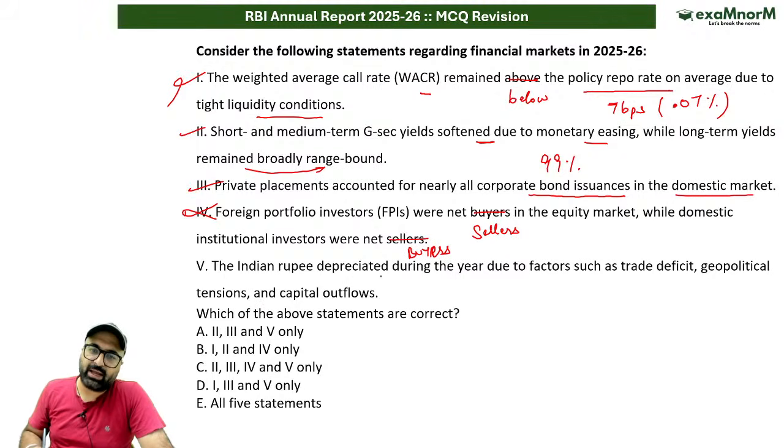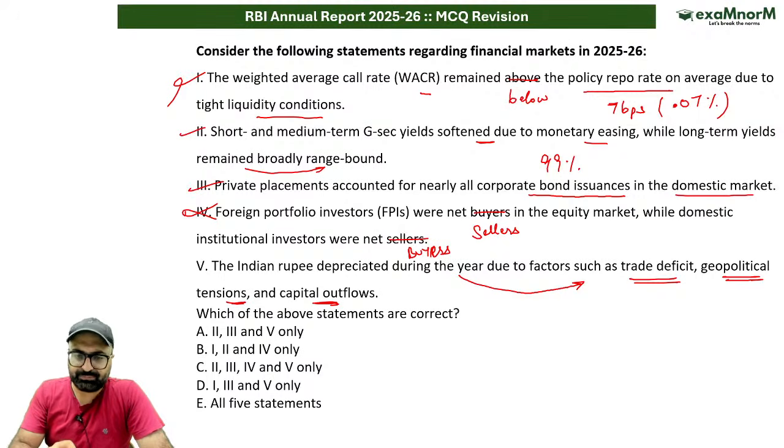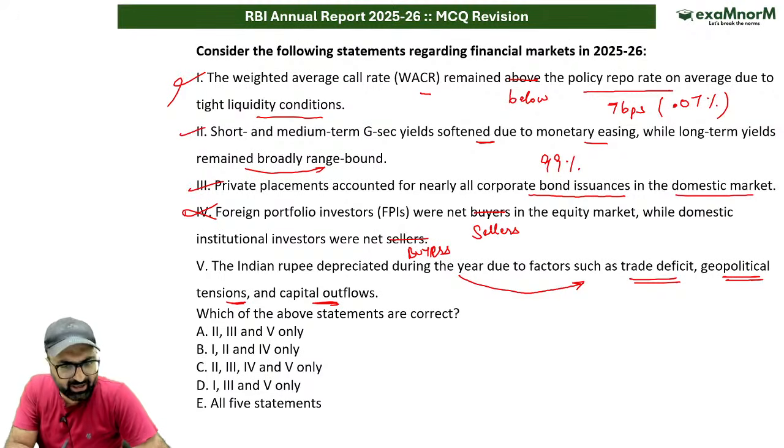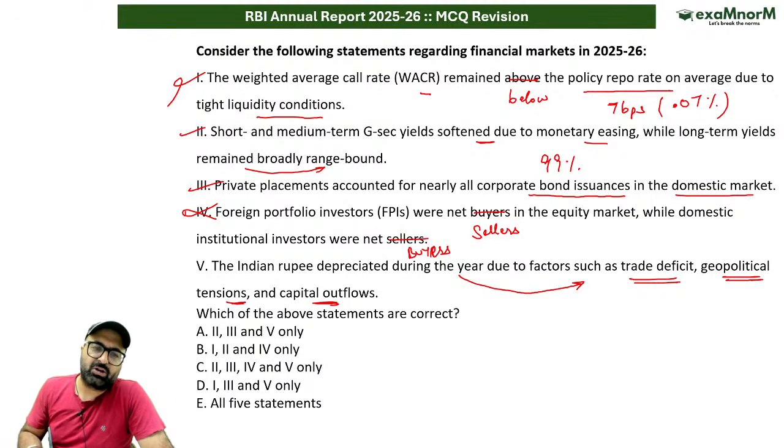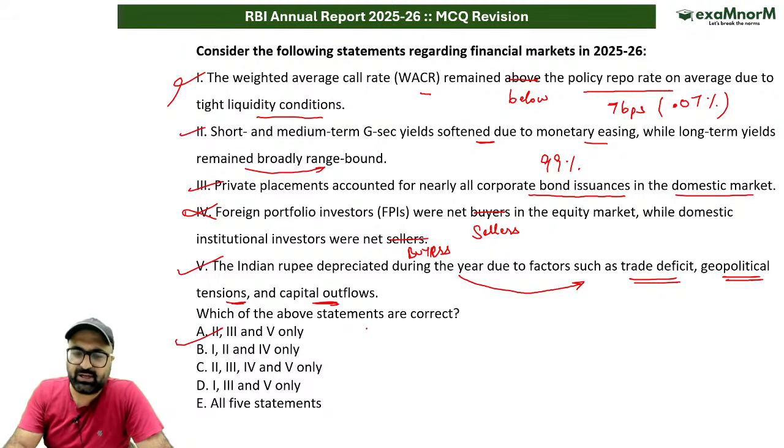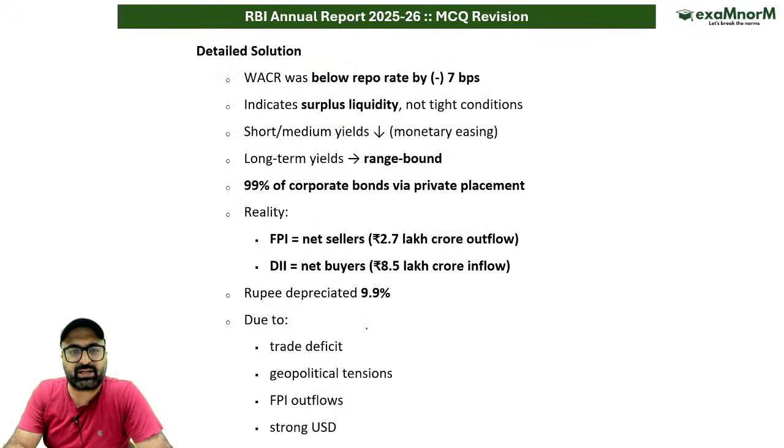So this is wrong. The Indian rupee depreciated during the year due to factors such as trade deficit, geopolitical tensions, capital outflow. If we talk about the rupee depreciating because of trade deficit, geopolitical tensions, FPI outflows, strong US dollar, that is correct. So what will the answer be, sir? Second, third and fifth are the correct answers. A option is the correct answer.